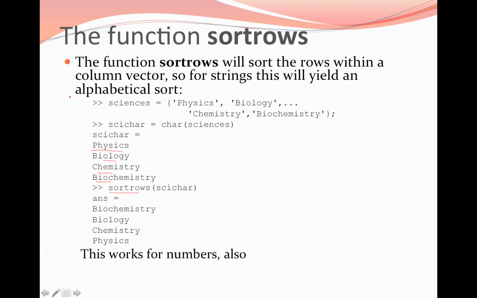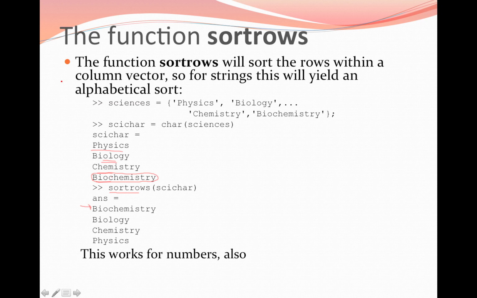But what sortrows does is it sorts these as rows. It sorts the rows based on going through column by column. So in other words, if we look at the first column, we have P, B, C, B. So the B's are the same. We know those are smaller, but we're not sure which one is smaller. So we have to go over to the next column. I is the same. Next column, O is the same. Next column, the C is less than the L. So we've determined that biochemistry is the smallest row, so that becomes the first row in the resulting matrix.